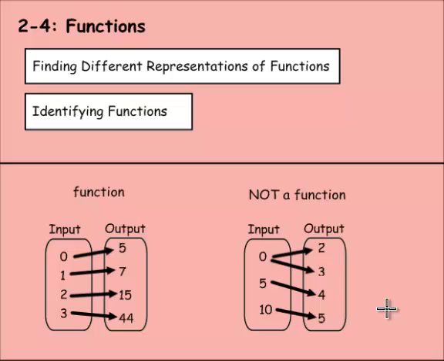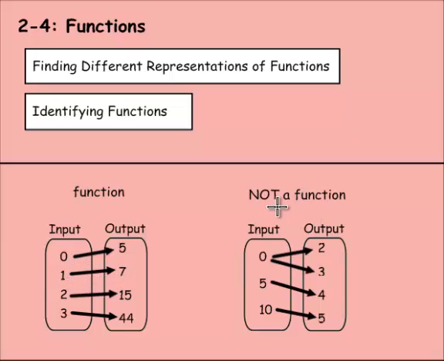We're on lesson 4 of chapter 2, which looks at functions. So we're going to be finding different representations of functions and then identifying functions as well. First thing, this will help us identify them. A function always has one output for every input. An input is an independent variable, something you change, and then output is what changes because of that. So you can have only one output for every input.